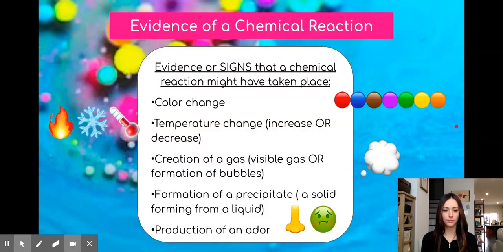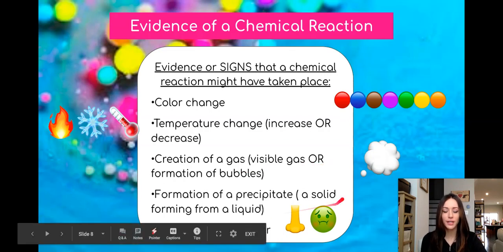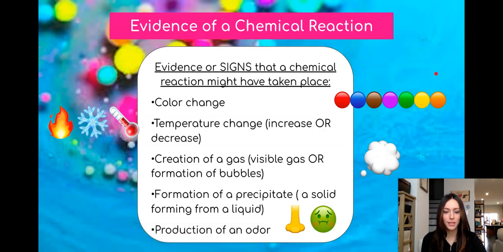of mass. Now, in an upcoming video, we will discuss how we can actually prove that a chemical reaction has taken place. However, there are some signs or pieces of evidence that can tell us that a chemical reaction has probably taken place. When two substances interact and we see any of these signs, it tells me that there's a high likelihood that a chemical reaction may have taken place.